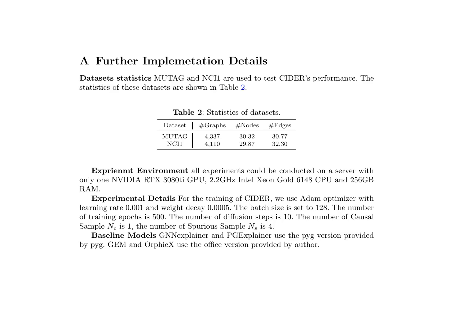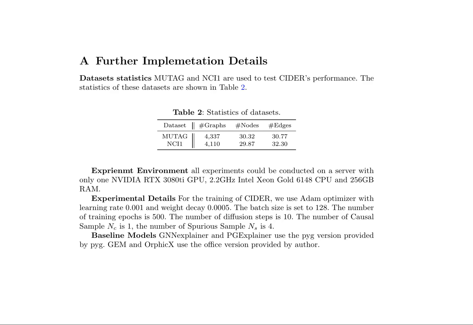In the concluding section of the research paper, the authors delve into the implementation details and experimental settings for their proposed model, CIDER. The model's performance is evaluated on two datasets, MUTAG and NCI-1, with their statistics presented in Table 2. These datasets vary in terms of the number of graphs, nodes, and edges, allowing for a comprehensive assessment of CIDER's capabilities. The experiments are conducted using a server equipped with an NVIDIA RTX 3080 GPU, 2.2 GHz Intel Xeon Gold 6148 CPU, and 256 GB RAM, ensuring efficient execution without excessive computational demands.